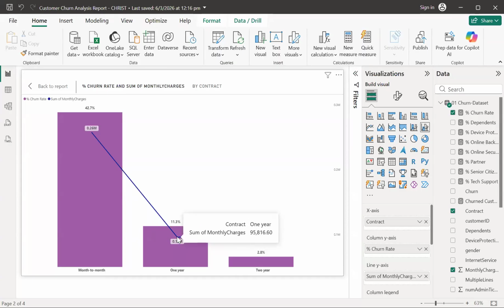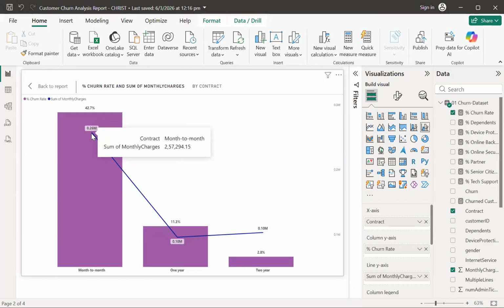It is 95,816, like 1 lakh, a bit higher, because for the 2 year contract in terms of number it will be higher. Even if a similar number of customers are taking that subscription, it is higher. And over here the number is, let's say, 2,57,000. So with this we know that most of the customers are relying on the month-to-month subscription in comparison to the 1 year or 2 year subscription.